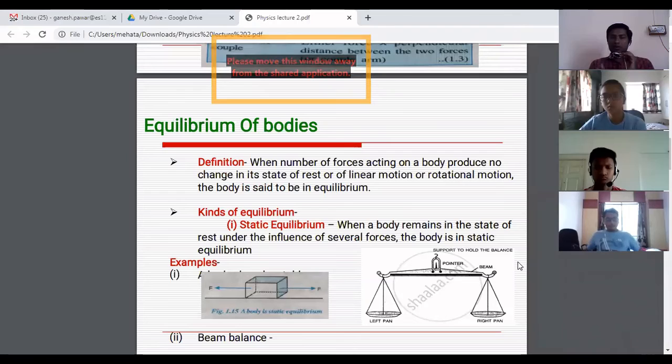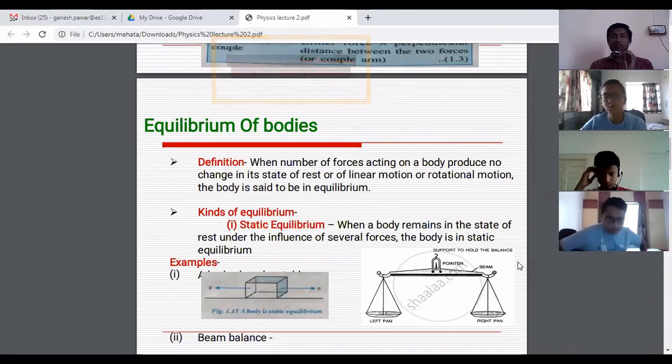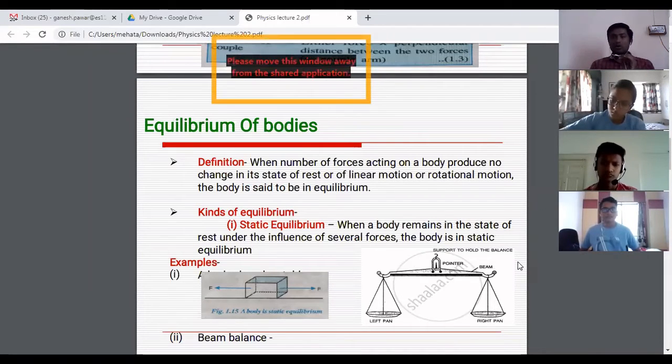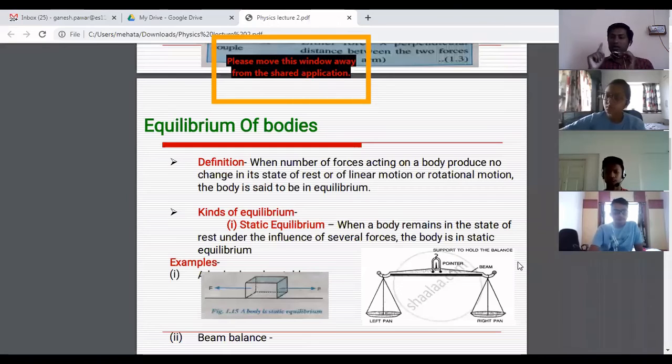All right. The simplest meaning of the word equilibrium from the physics point of view is that the body will be in a stable state. The body will be in a relaxed position. The body will be in the rest position, or the body will be in uniform motion. All of these words give you one meaning, that is called equilibrium. Clear?